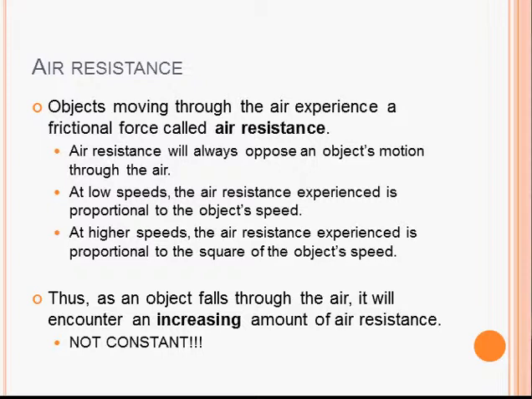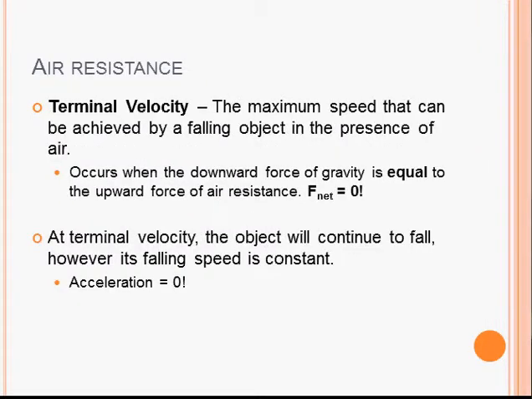And that's why it's so complicated to work with. It's not a nice, easy, linear thing where we can just put it in and get an answer quickly. It changes as the speed changes, and that is a problem. So that's why we ignore it in a lot of cases. But the key thing is, as it falls through the air, an object will encounter an increasing amount of air resistance. It's not constant.